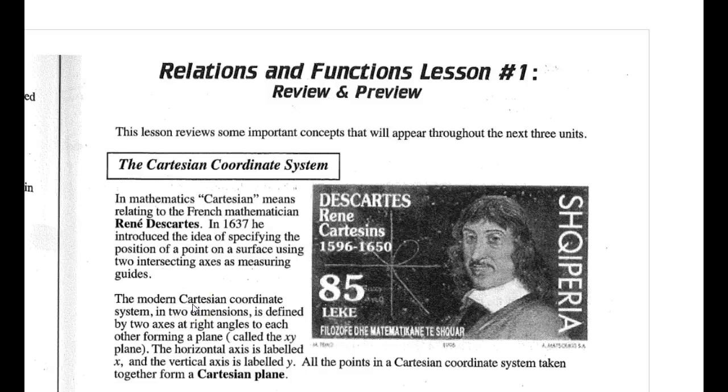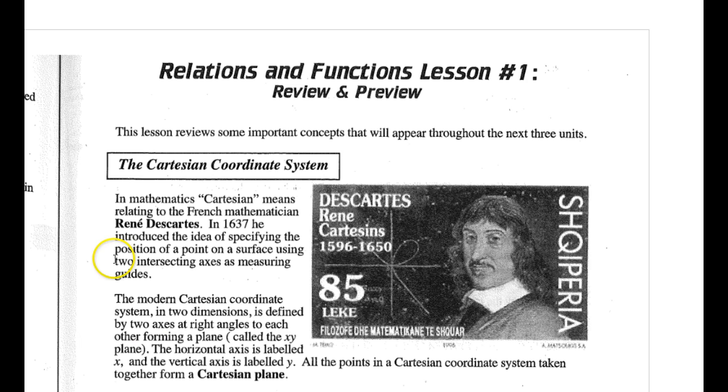Today we're starting a new unit on relations and functions. So this is a completely different look than what we did for the last two units. We're going to get into it fairly easy, nice and slow, and make sure everybody is on the same page with regards to what we did last year in grade 9 and even in grade 7 before that.